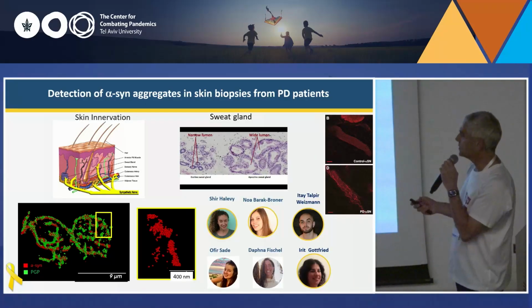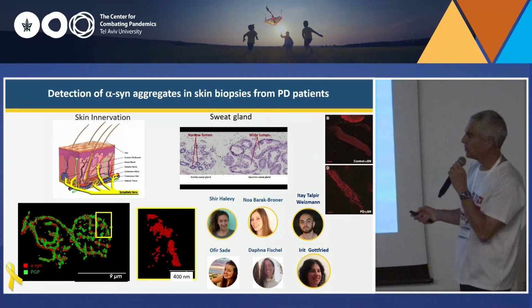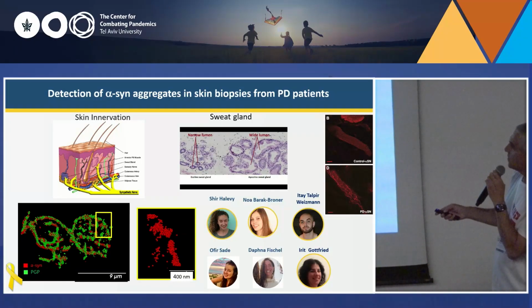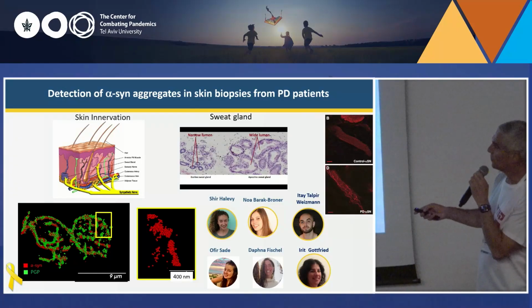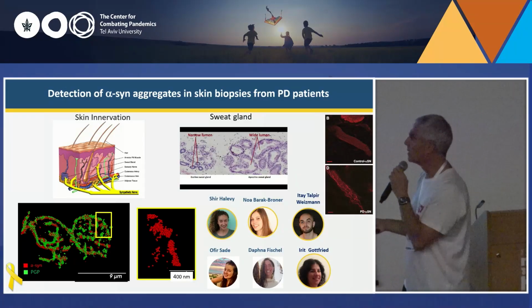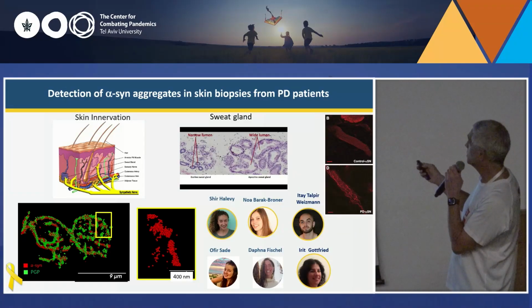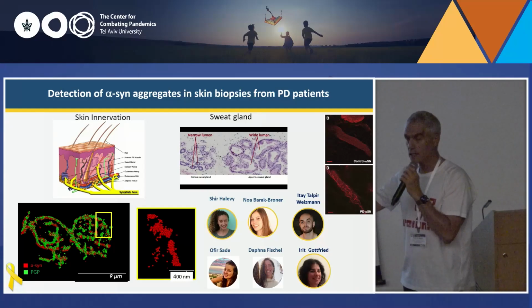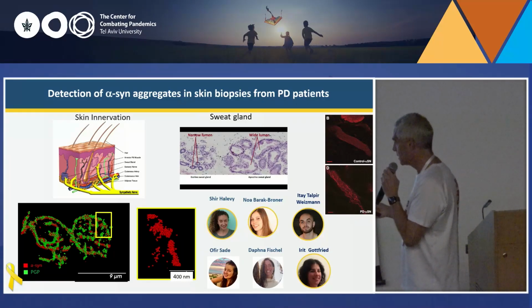And the idea here is that in the skin itself, there are sweat glands that are innervated by sympathetic neurons. There are also hair follicles, which are innervated by neurons. And it was shown that these neurons will have aggregation of alpha-synuclein. It was still not diagnostically approved.